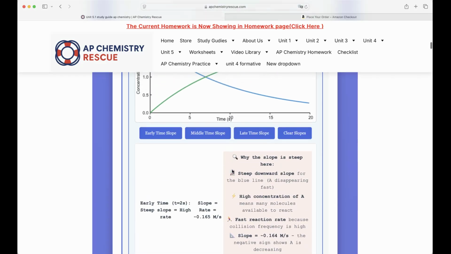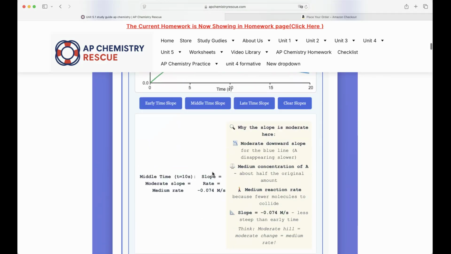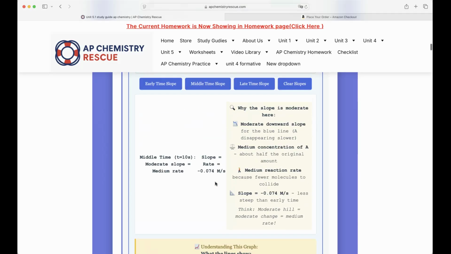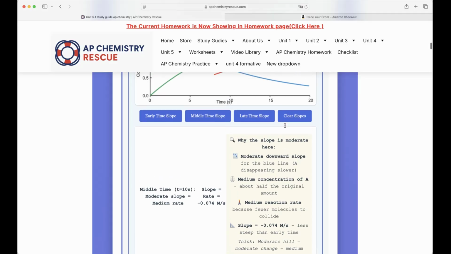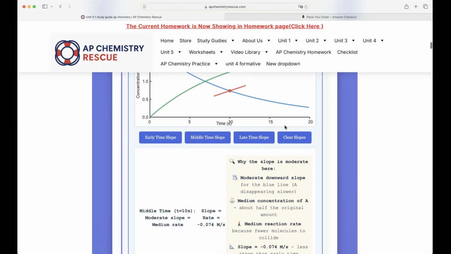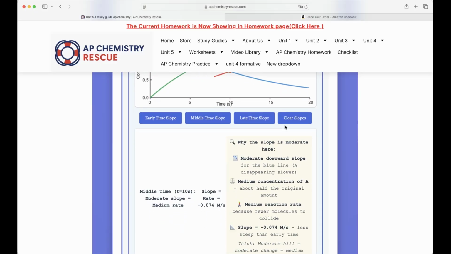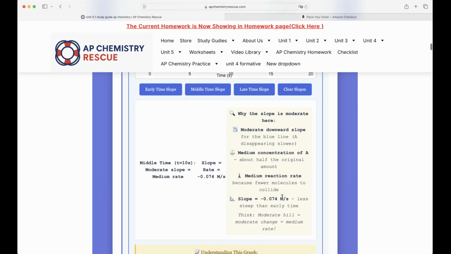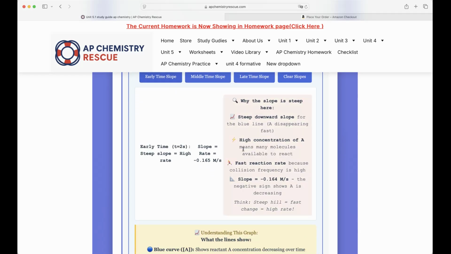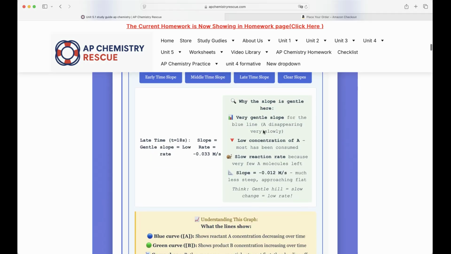But if I take the middle time slope, I can see that here there are fewer A molecules than before, so a moderate downward slope. For the blue line, A is disappearing slower, with a medium concentration of A. Only about half the original is remaining. Medium reaction rate, fewer molecules to collide, and the slope will become 0.074 moles per second. At the beginning it was 0.164, so it was more. Now it's less, and then finally it will be a very small slope.